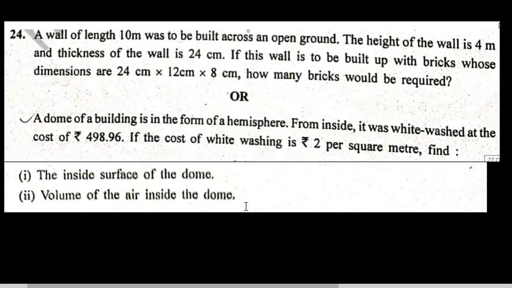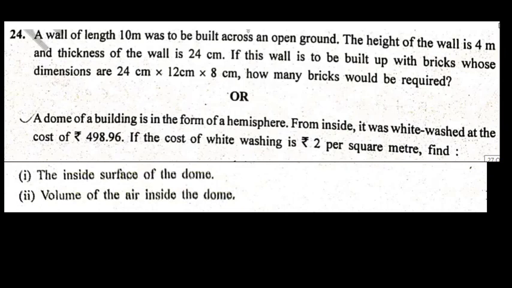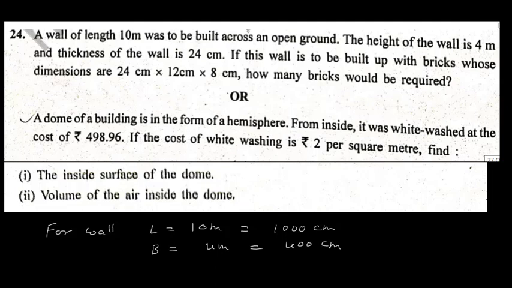Now first, a wall of length. So for wall we will write dimension. For wall length is given 10 meter. Now for brick dimension is in centimeter, so convert this in centimeter. So this will be 1000 centimeter length. The height of the wall, so consider this as breadth of the wall, which is 4 meter. So this will become 400 centimeter, and thickness, consider it as height, which is 24 centimeter.